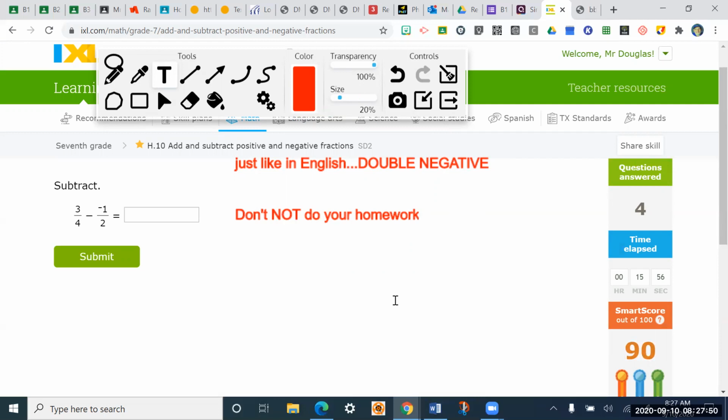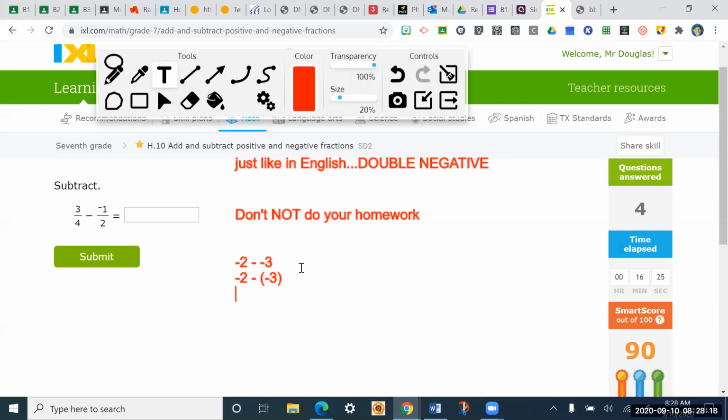So why do they do it in math though? Maybe to mess with you. Make sure you understand how they offset each other. So double negative in English is the same as double negative in math. If I have -2 minus, and they could just put it like this, minus -3. Usually they would do it like this. They would put in parentheses -3.